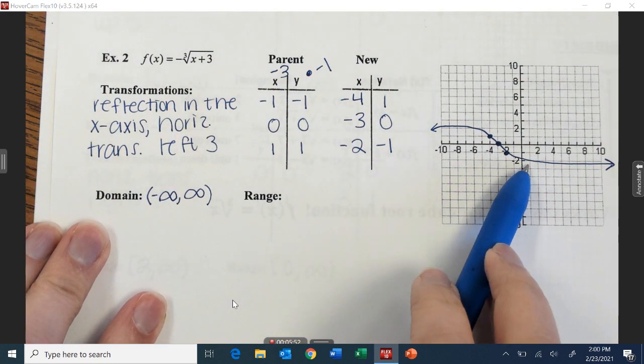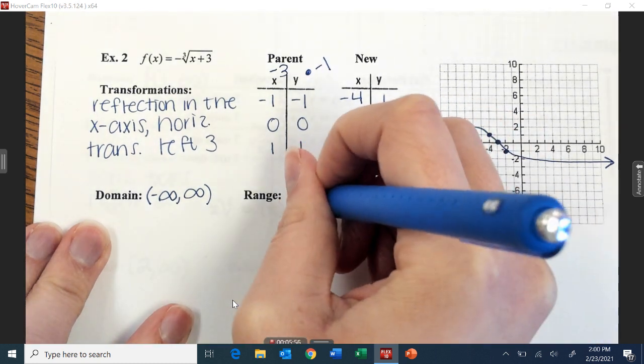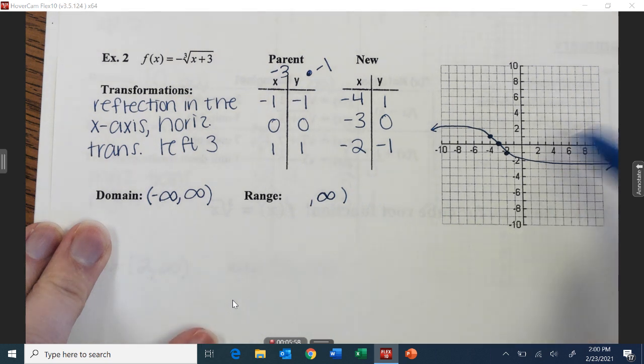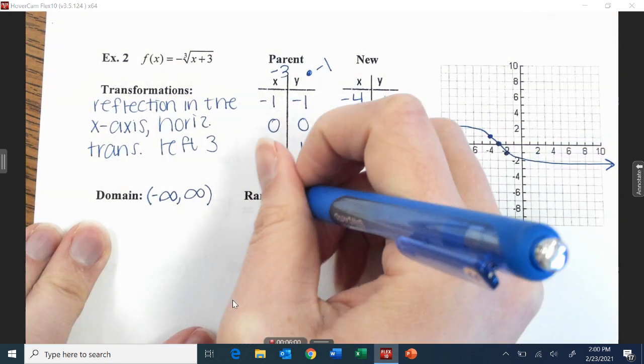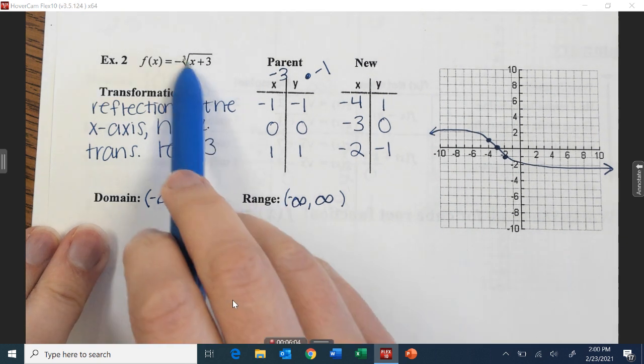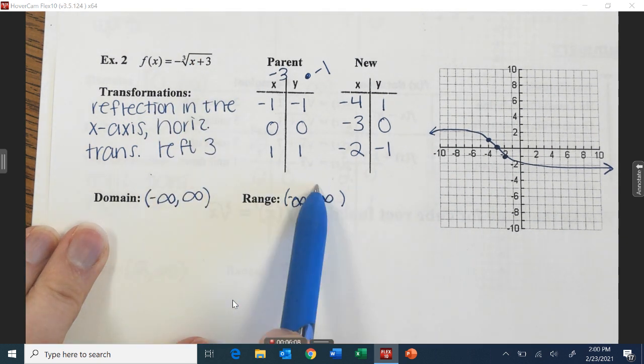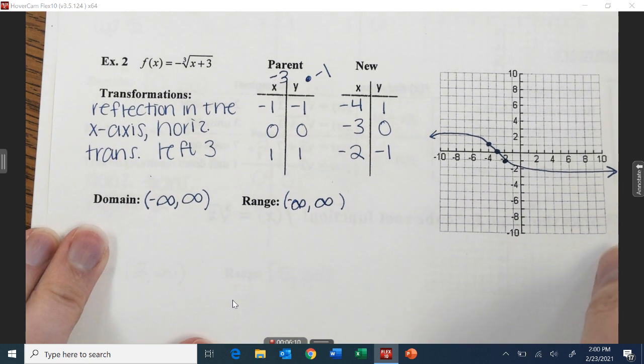For the range, I'm continuing up forever in this direction, that's positive infinity. And I'm continuing down forever in this direction, that's negative infinity. Once again, cube root function, domain and range should always be negative infinity to infinity, or all real numbers.